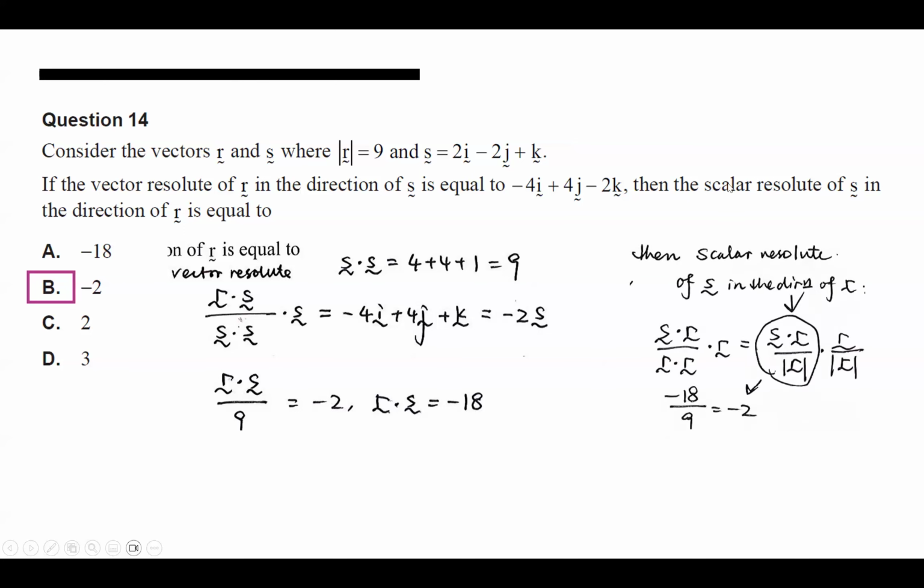Then we would like to find a scalar resolute of S in the direction of R. According to the formula, the vector resolute is S dot R divided by R dot R, times R. But the scalar resolute is S dot R divided by the magnitude of R. R dot S is interchangeable with S dot R, which is still minus 18. So it is minus 18 divided by the magnitude of R, and it gives me minus 2. That's why it's option B.